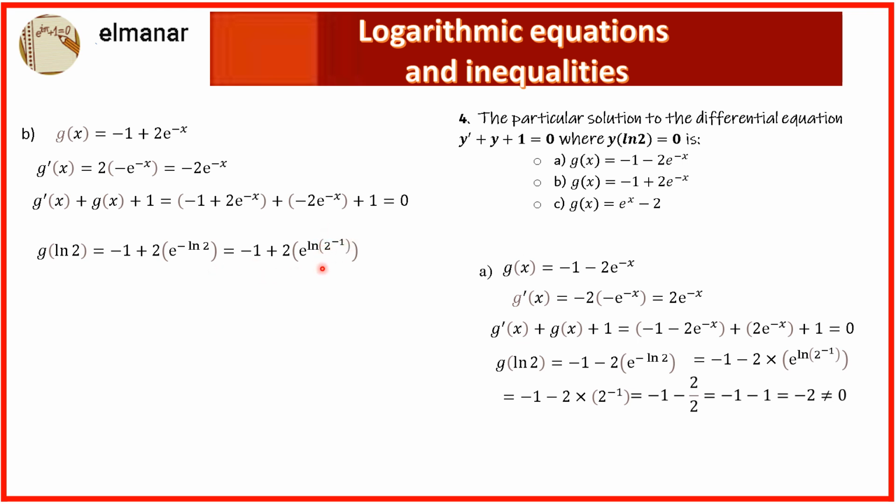Just like before, we move the negative 1 inside the natural log, becoming 2 to the power of negative 1. So, the natural log cancels with the exponential, leaving me with only negative 1 plus 2 multiplied by 2 to the power of negative 1, which is negative 1 plus 2 divided by 2, becoming negative 1 plus 1, which equals 0. Consequently, the second relationship is satisfied. Therefore, this solution satisfies both relationships and is indeed the solution to the differential equation.